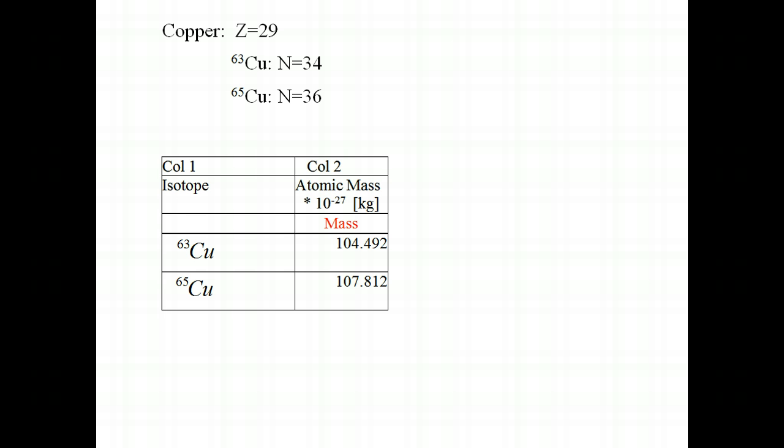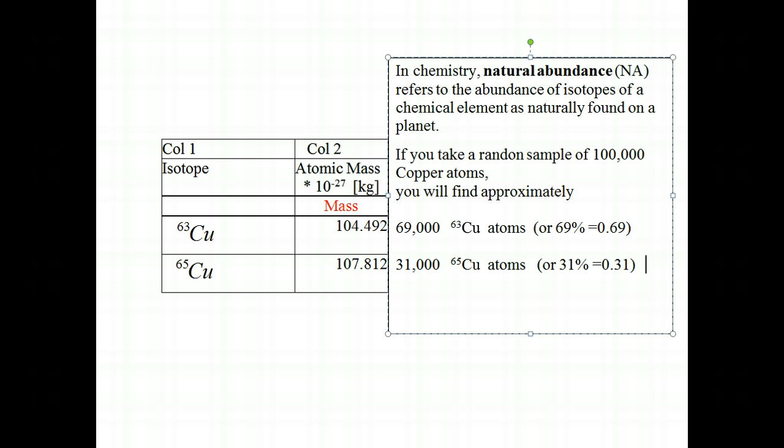Cu63 has a mass of 104.492 multiplied by 10 to the power of minus 27 kilogram, while Cu65 has a mass of 107.812 multiplied by 10 to the power of minus 27 kilogram. So you know now that there are 2 isotopes of copper, Cu, occurring in nature.